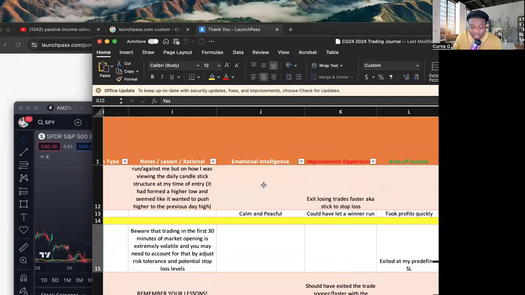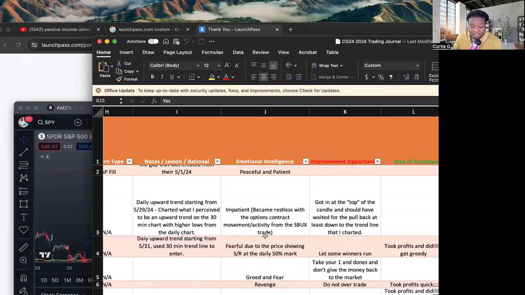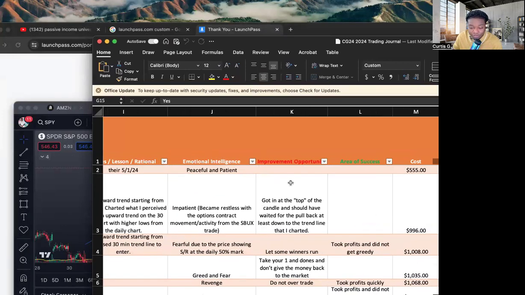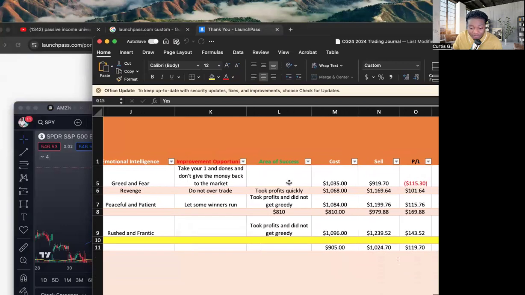I also have a column here for emotional intelligence. That's the number one thing you want to make note of. How is your emotional intelligence? Were you greedy? Were you revenge trading? Were you peaceful and patient? These are things that you want to put in your trading journal and then put your improvement opportunity and your area of success. So I have all that there.